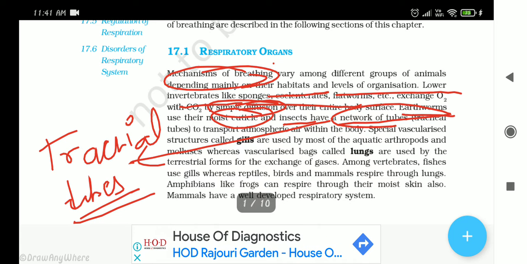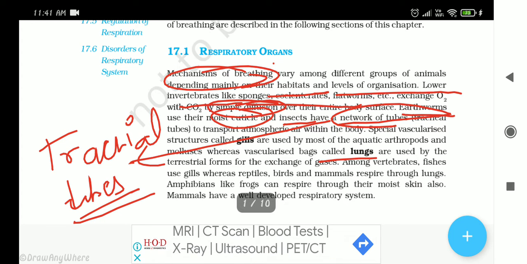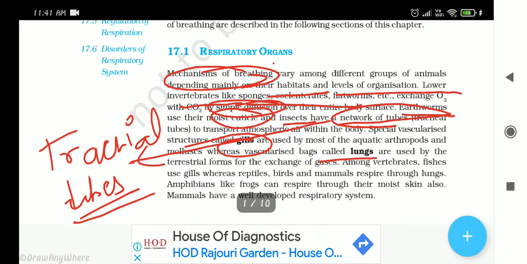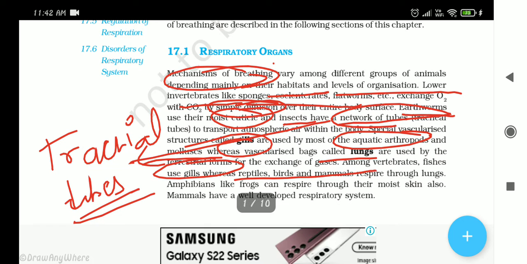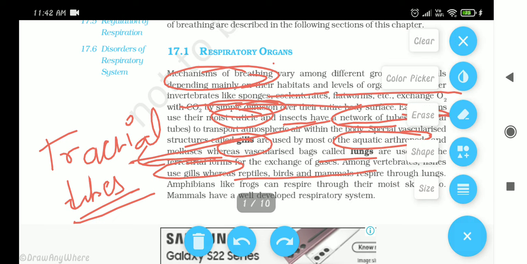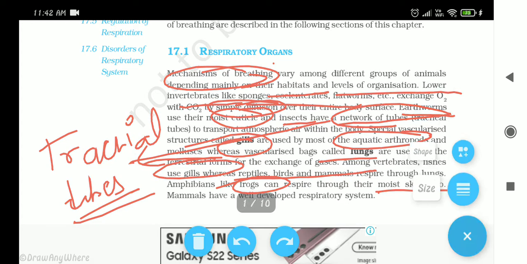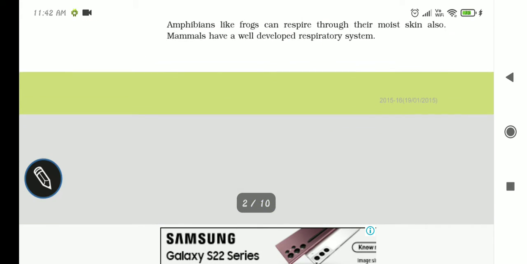And we have talked about lungs, like pulmonary respiration. Oh sorry, gills have been left behind. Many of the aquatic arthropods, like mollusks, and fishes have gills as their respiratory organ, and many of the terrestrial forms, just like us, the reptiles, birds and mammals, have lungs as their respiratory organ. And last but not the least, frogs also have moist skin, and they basically respire through that.